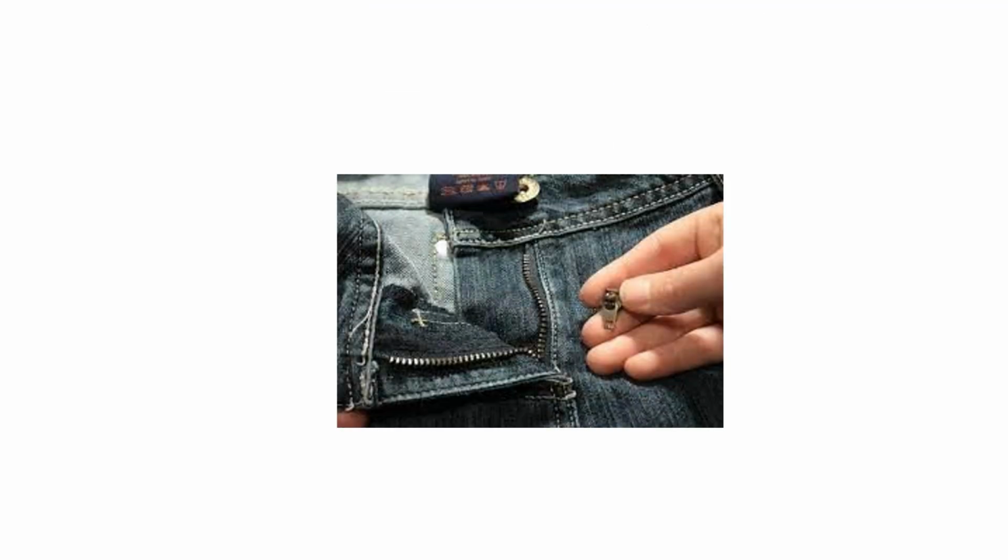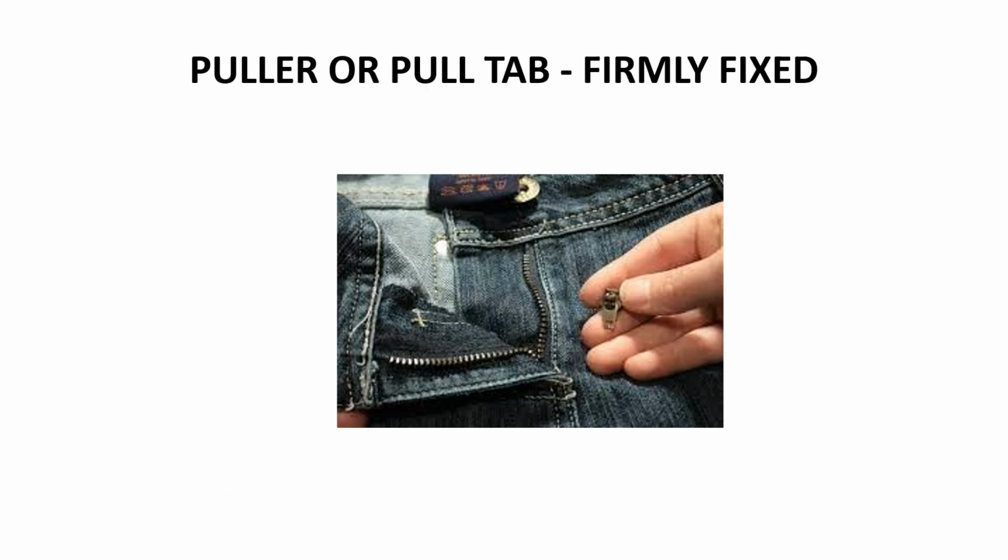Now let us see, students, what do you mean by this? This is a very important point in the raw material inspection. The puller or pull tab used in the zipper must be firmly fixed. Many times, students, in the different garments you are using, there is a breakage or a kind of slippage of that puller or pull tab. It comes out. So we must judge it, and it must be inspected properly.